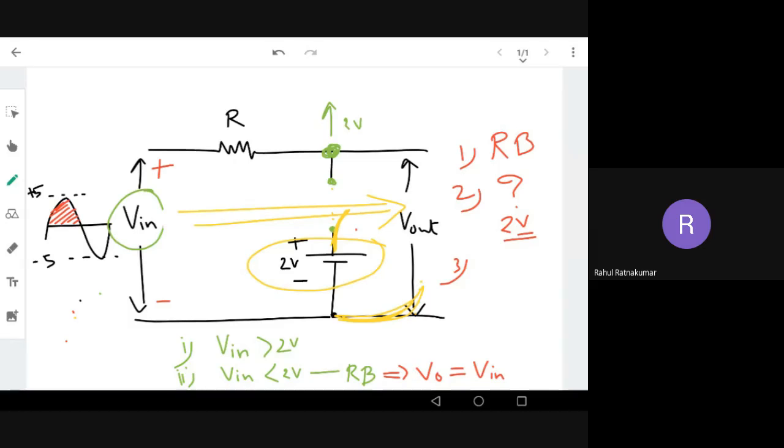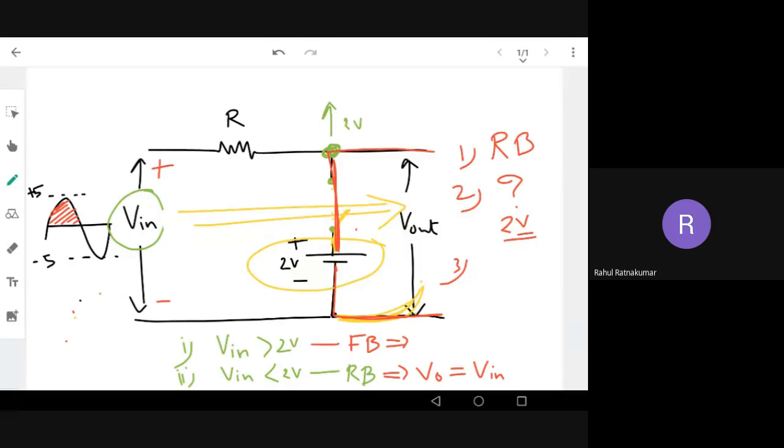Now the first condition, V in greater than 2 volt. We know that when V in is greater than 2 volt, the diode is in forward bias, so it is on. Now we can see the diode is on. So what happens now? The battery also comes across the output.